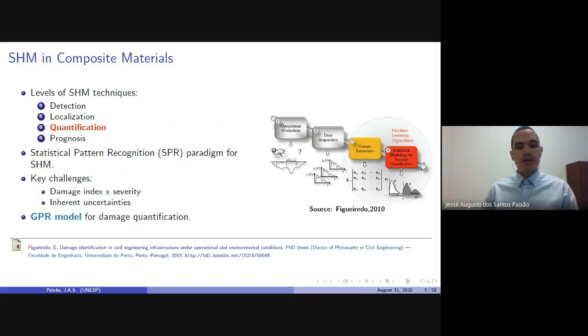Another problem is the inherent uncertainties associated with the damage index, for example, related with the temperature variation, sensor placement, etc. In this context, the application of Gaussian process regression model, which is a very powerful stochastic model, seems very suitable because we can address the two problems. We can establish a relationship between our damage index and damage severity by a regression model, and also we can take into account the uncertainties because it is a stochastic model.